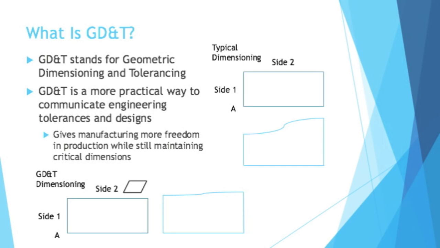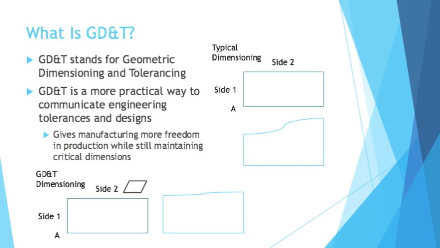Now think about what that actually means for side 2. Is side 2 going to be straight the whole length of the rectangle? Well, technically, with a tolerance like that, it could be wavy, like the image below. It could be anywhere between 2.75 and 3.25, and it would technically still meet the specifications of the drawing.